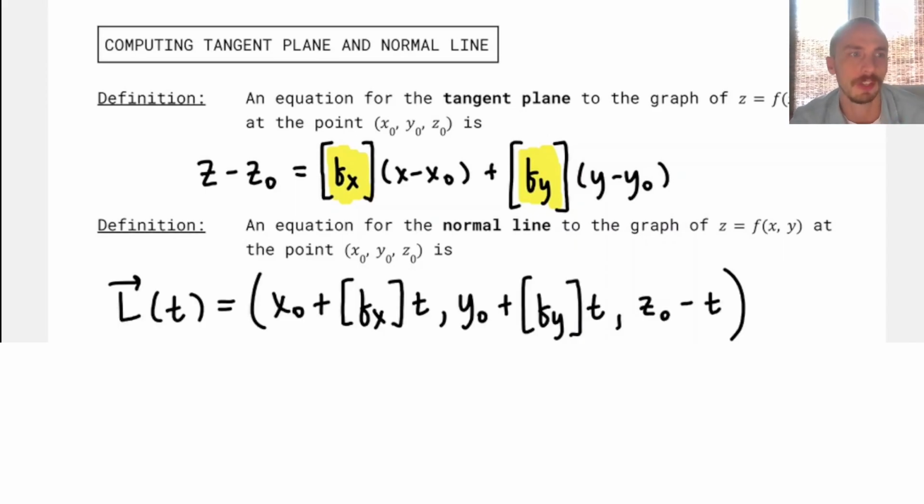So L of t is equal to x0 plus fx times t, where again fx is this partial derivative evaluated at the point where x is x0 and y is y0, then y0 plus the partial derivative of f with respect to y times t, and then z0 minus t. That'll be an equation for the normal line, and we'll do a couple of examples here.